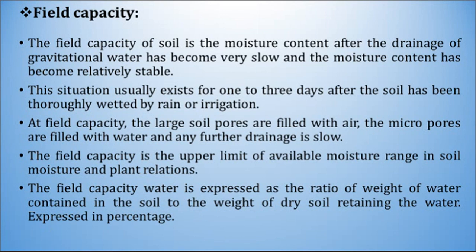At field capacity, the large soil pores are filled with air, the micropores are filled with water, and any further drainage is slow. The field capacity is the upper limit of available moisture range in the soil moisture and plant relations. The field capacity water is expressed as the ratio of weight of water contained in the soil to the weight of dry soil retaining the water, expressed in percentage. So this is one of the important terms in view of irrigation engineering.